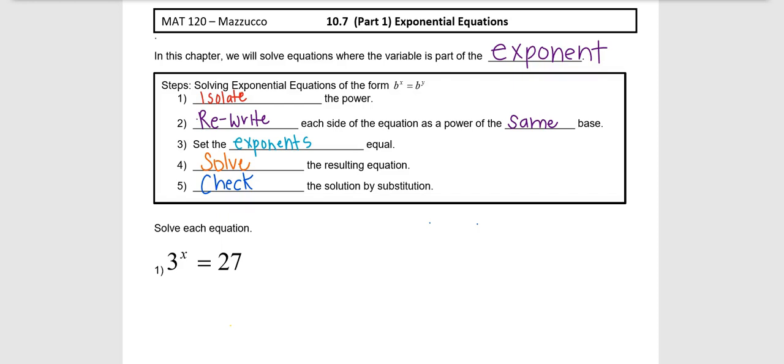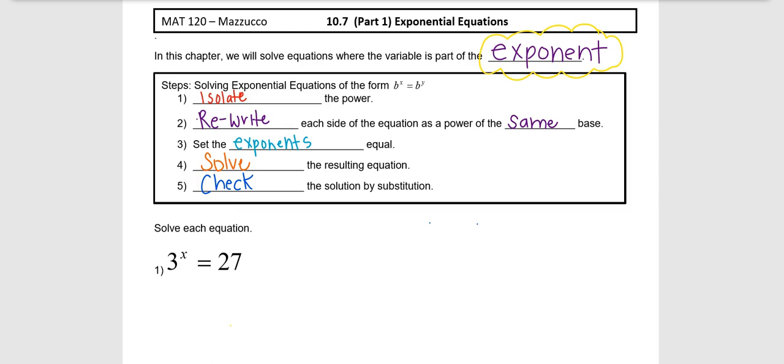In this section, we are going to learn how to solve an equation where the variable, so what we're trying to find, is going to be part of the exponent. So below you will find the steps for solving an exponential equation.